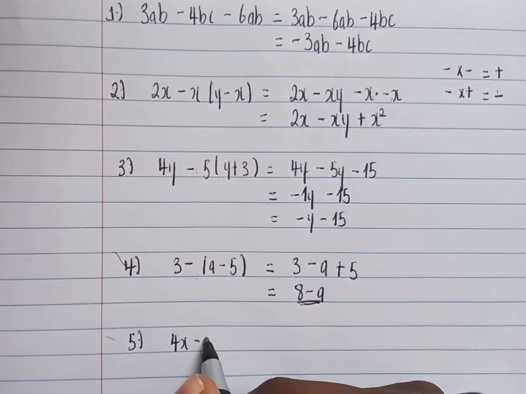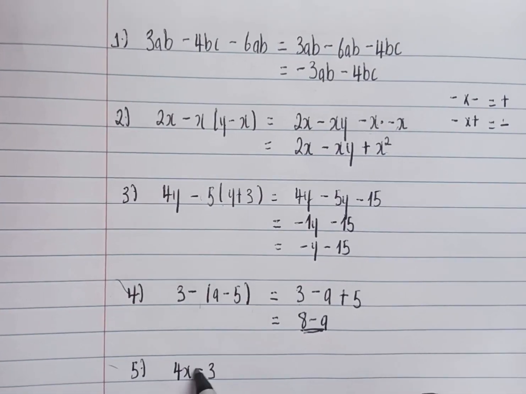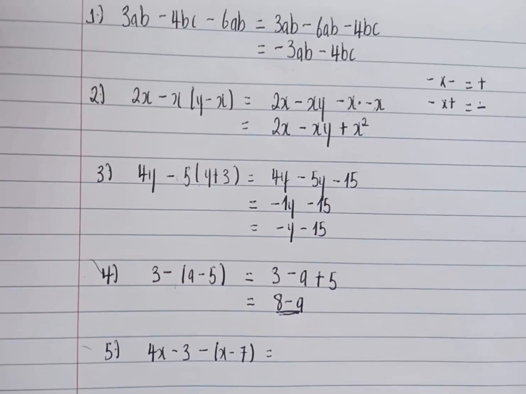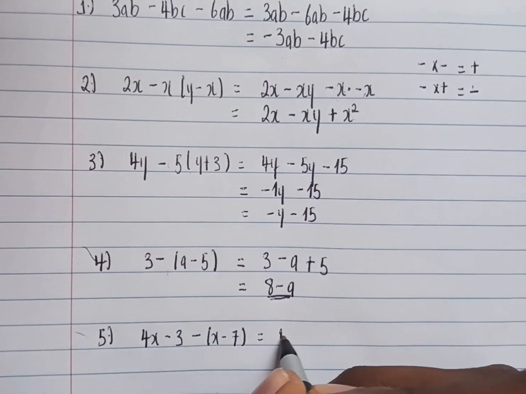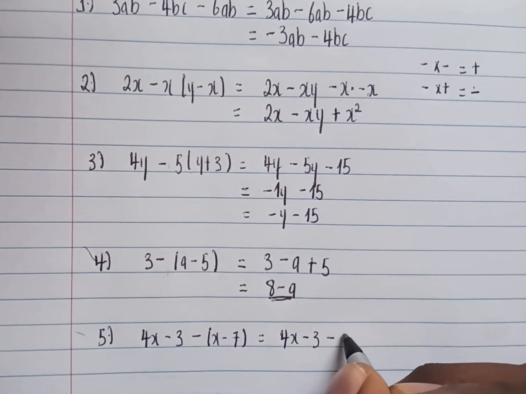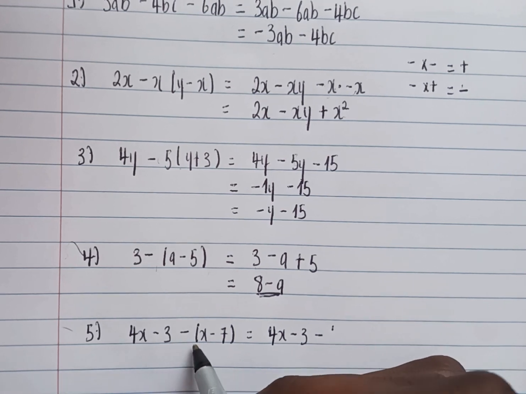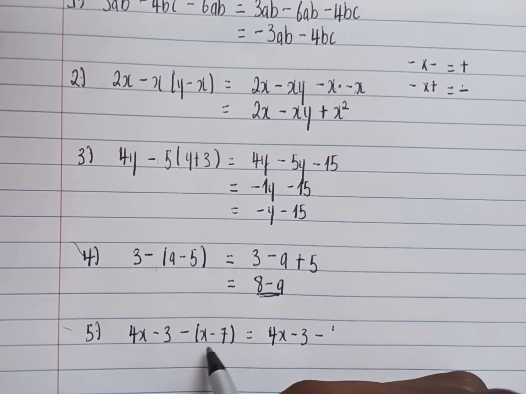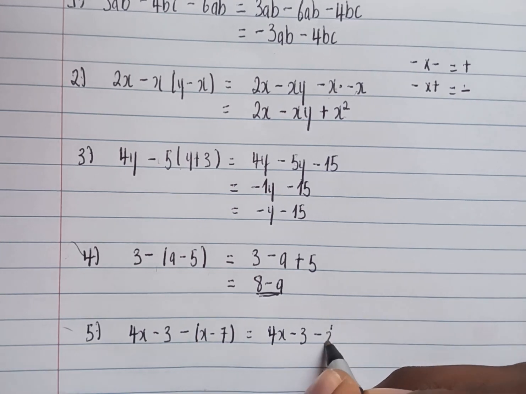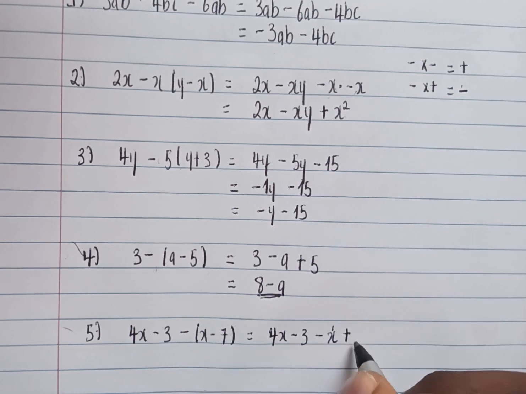4x minus 3 minus x minus 7. So this will give me 4x minus 3 minus... I have the coefficient here, which is 1. I have no number in front of this, so my coefficient here is 1. So it's minus 1 times x. So it gives minus x, and minus 1 times minus 7, which is positive 7.